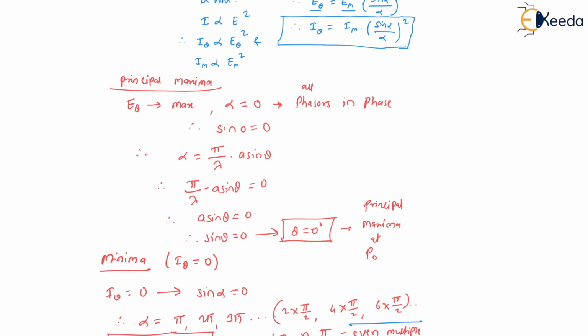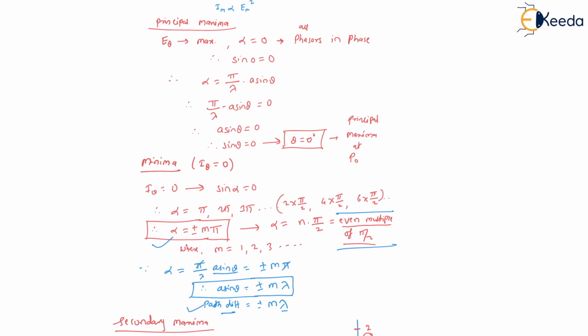And then focus on the principal maxima. The condition for principal maxima is that the value of theta has to be equal to 0, and no doubt alpha will be 0 again. Whenever all the phasors are in phase, that point is the principal maxima, the central brightest point of the whole pattern.